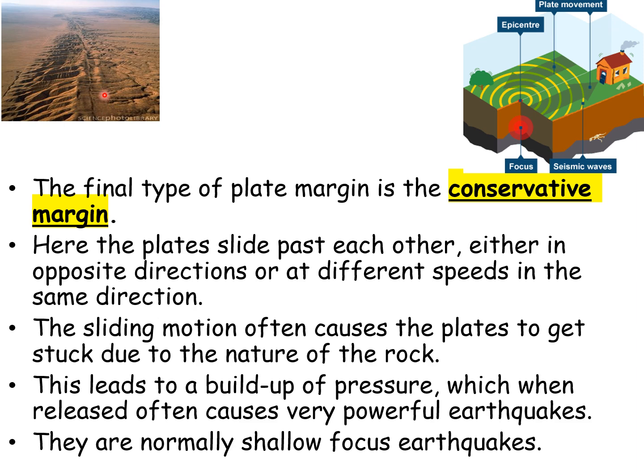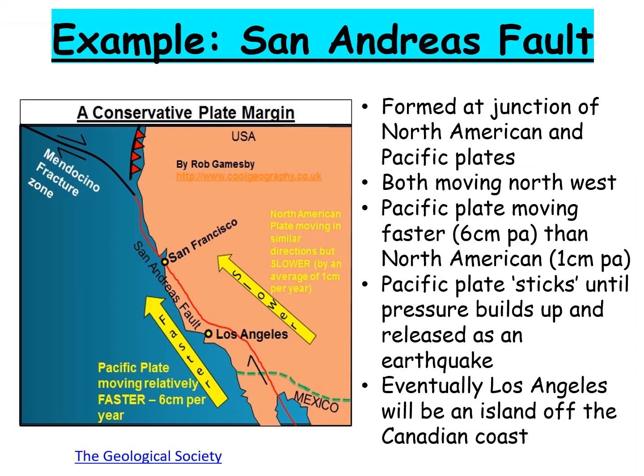It's over 1,000 kilometers long, and that's one of the reasons why it's difficult to predict when. You know you're living in an earthquake hazard area, you just don't know when. It's impossible to predict, certainly with current technology. And here we can see the differential movement. You can see 6 centimeters per year, and that's 1 centimeter per year, so it's moving 5 centimeters faster.